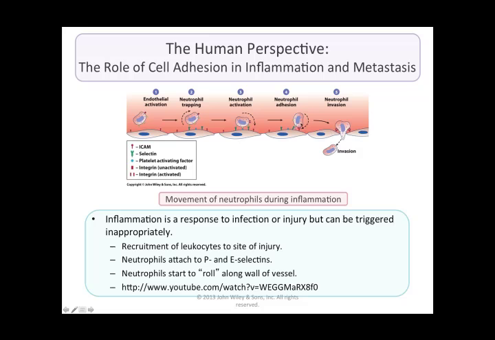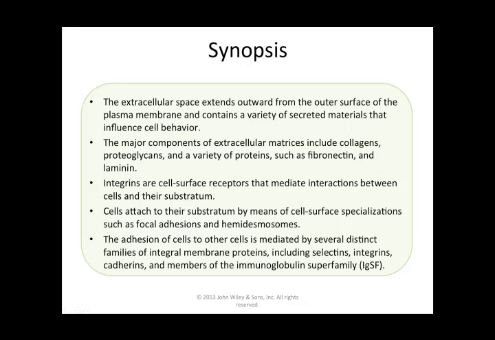Then they form an actual type. There's actually a connection between the two, between the P and E selectins. Then there actually is this thing called diapedesis, where they move between the two cells. But usually it's not tight enough of an interaction. They roll right along. So what do I hope you learned from this chapter?